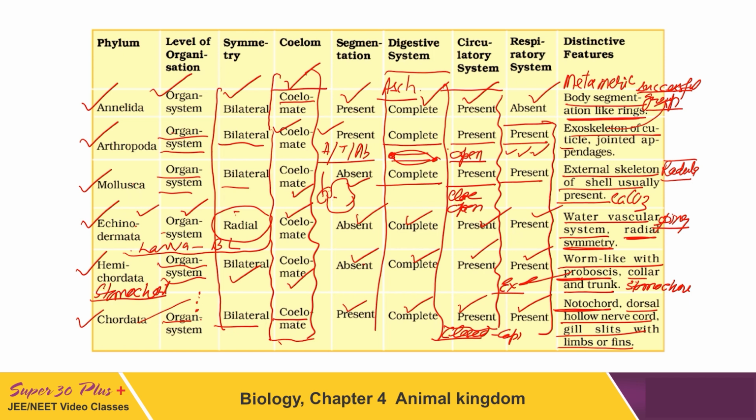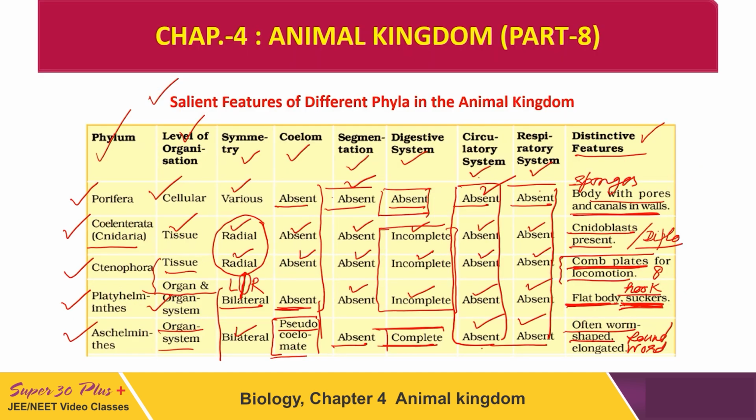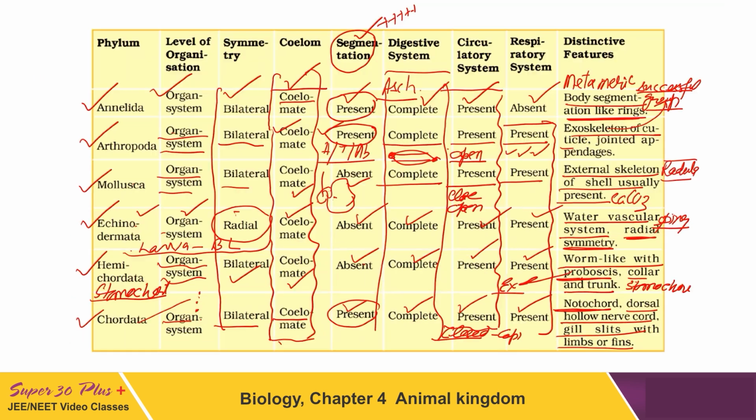So see children, if I ask which phyla have segmentation, it is a very important question, a 5-star question. Segmentation is present in annelids, arthropods, and chordates. You can go back and check the earlier phyla. Are you seeing segmentation in any one of these? No. Therefore, segmentation is present only in annelids, arthropods and chordata.